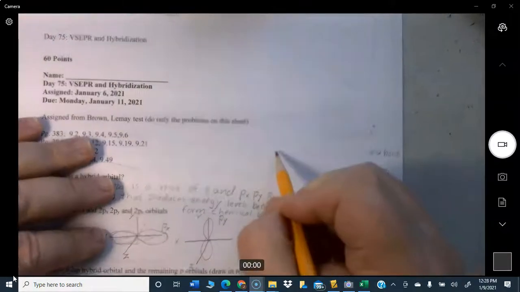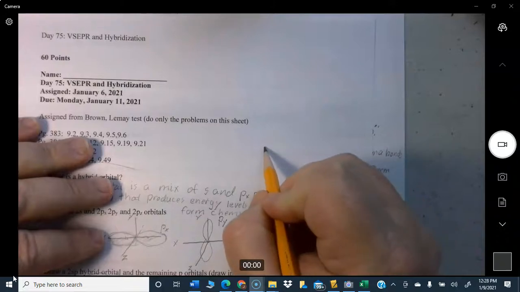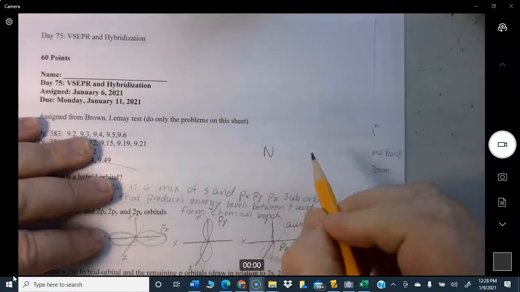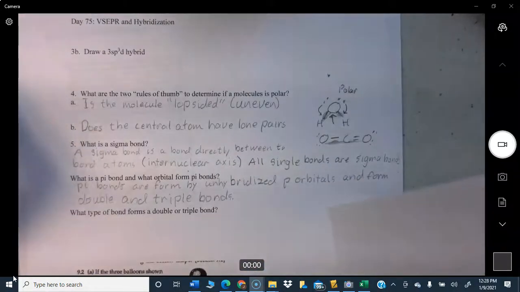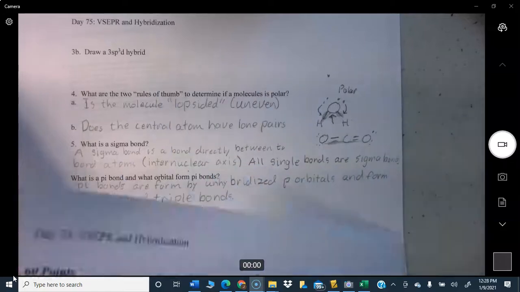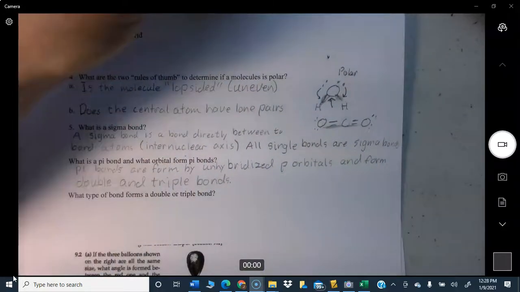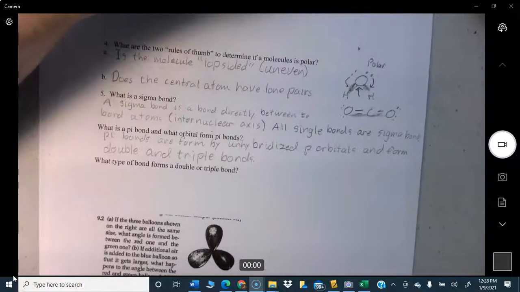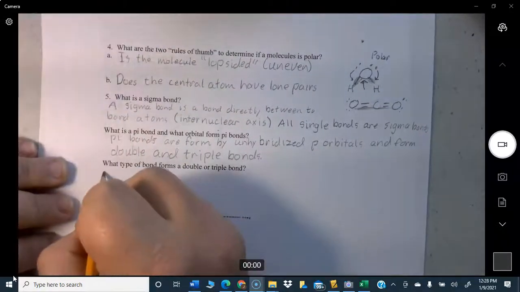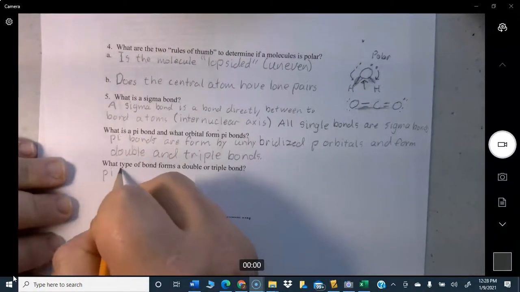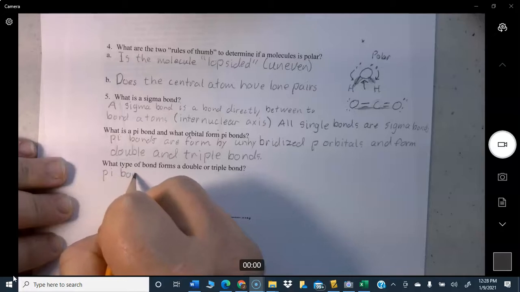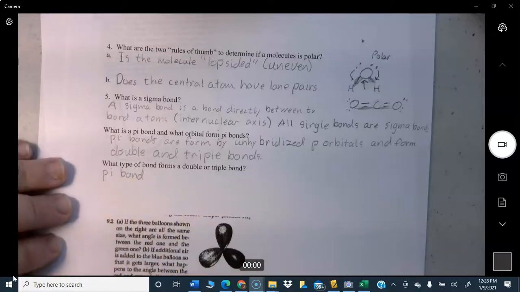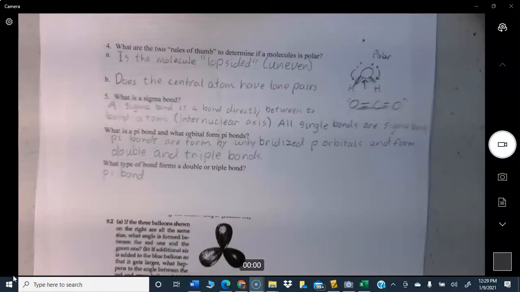So for nitrogen, it's going to look like this. Here's a nitrogen. I'm going to do this actually back here, okay? So what type of bond forms a double or triple bond? The answer to that is just write it simply pi bond. That's it. Okay? It's one of those unhybridized p orbitals.